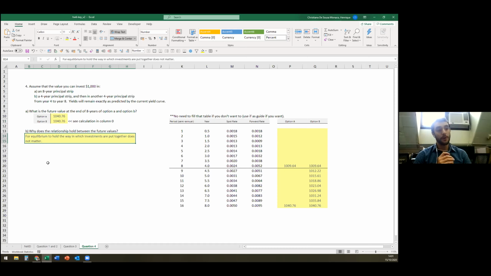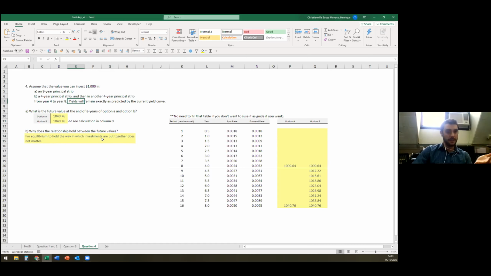Now, you do have a risk here, which is that we said the yield curve would remain exactly as predicted, right? But in real life, you would have a risk from period 8 to 9 of the yield curve changing. And on period 9, you'll be getting a different spot rate, okay? So yeah, that was the risk.